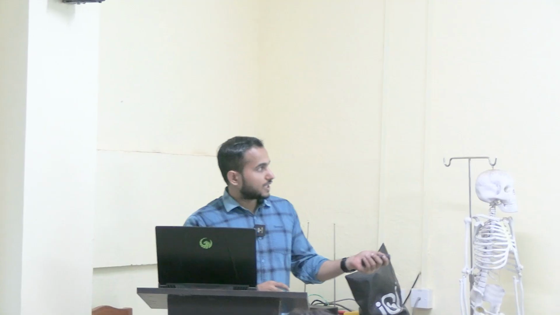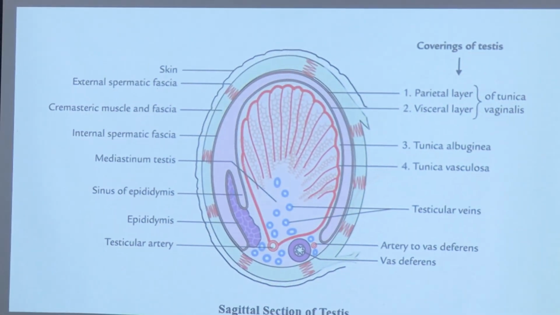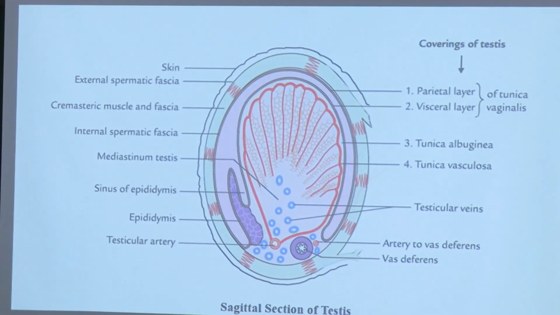If you remember this particular diagram, okay, that day we have discussed in the lecture hall, you can see the internal structure of testis. Okay, it is a sagittal section of testis showing the internal parts. Along with that, you can see the coverings also. Okay, so testis, what are the coverings?